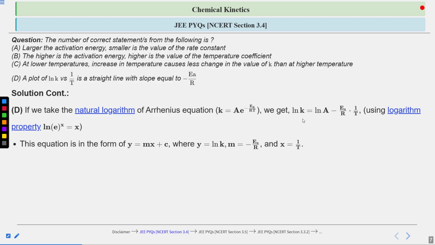How? y is basically ln k, we already know. So y is ln k present on the left hand side, m is basically minus EA by R, and x we have as 1 by t. With the x there is an m, right? So that's why we have identified that m is minus EA by R and x is 1 by t. Now this equation, y equals mx plus c, is a straight line equation, remember.